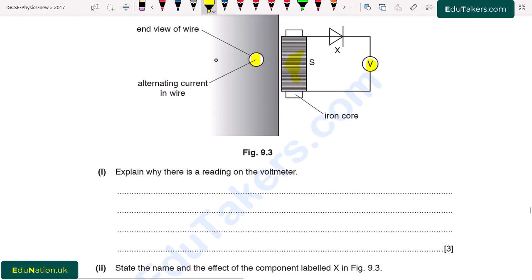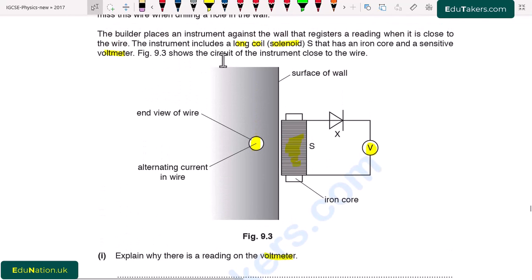Part 1. Explain why there is a reading on the voltmeter. So first of all, we can see here the voltmeter is connected across the solenoid. The basic function of a voltmeter is to measure the potential difference. I write here, the voltage is measured by the voltmeter.